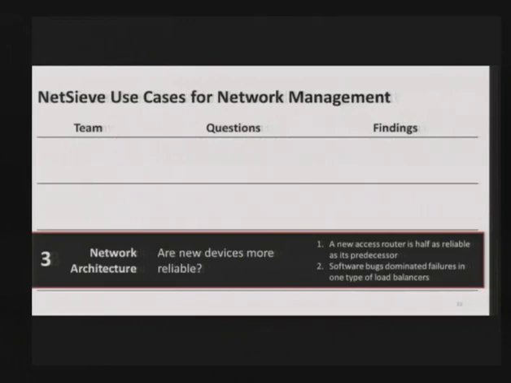The second finding was that software bugs dominated a type of load balancer failures. The surprising finding here is these bugs, which were software based, were mistaken to be hardware related problems for over a year, and the device was sent back to the vendor for replacement. Overall, operators found a high utility for NetSieve in improving network operations.